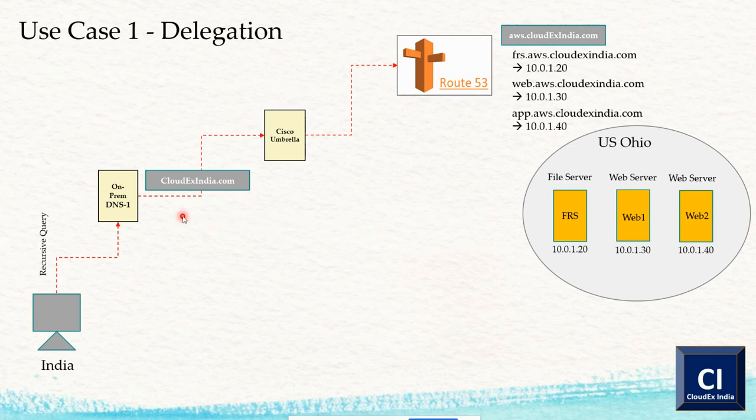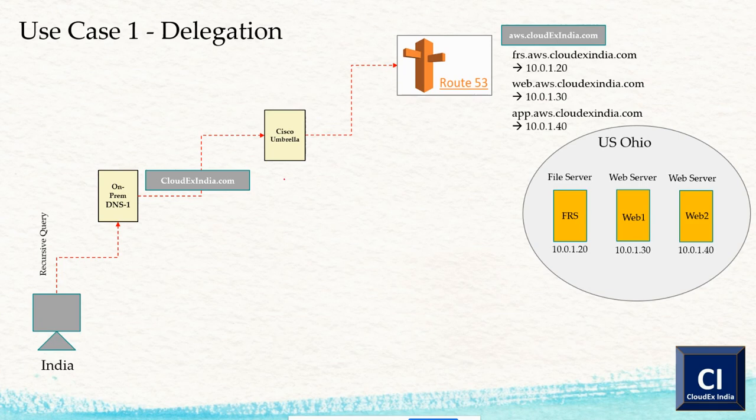Since the parent zone cloudxindia.com is already used, it's not recommended to create the same zone over your Route 53 as well. The reason why you cannot create it, there is no technical limitation. You can create the same zone on multiple DNS servers. That doesn't matter, right? It matters when a client tries to resolve the name over AWS. Take an example, I'm just giving a scenario over here.